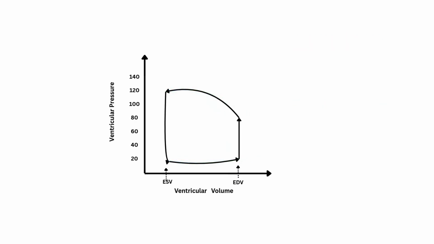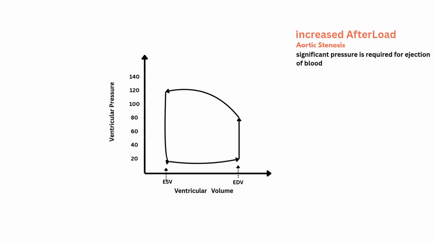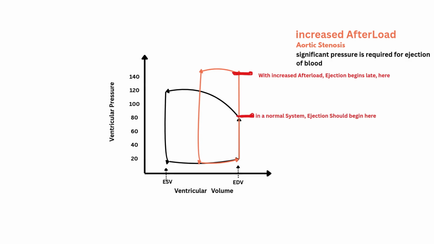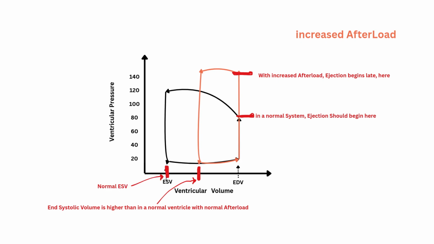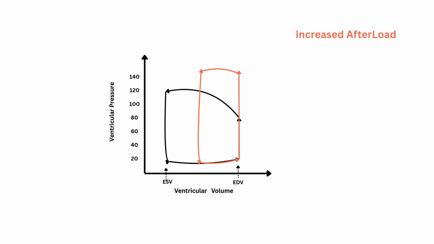The next variable is going to be afterload. Increasing afterload, as in the case of aortic stenosis, the heart has to work harder just to open the aortic valve. Because it is pushing against so much resistance, so much pressure has to be generated only to eject very little blood. It means more blood remains in the ventricle after systole. Hence, you can see that the end systolic volume ends up being higher than in a normal system. We all know the reverse occurs in the case of decreased afterload.